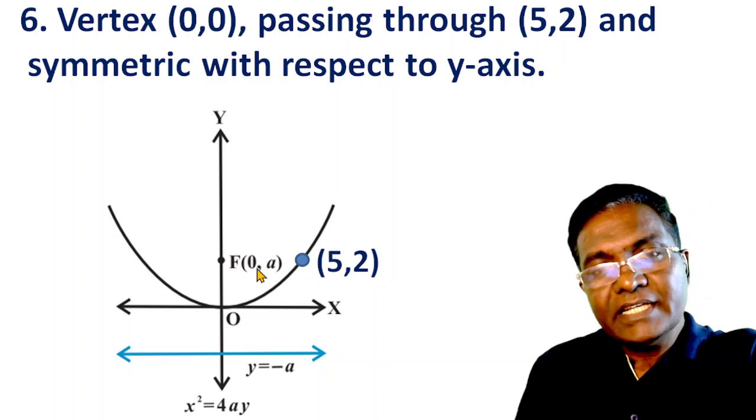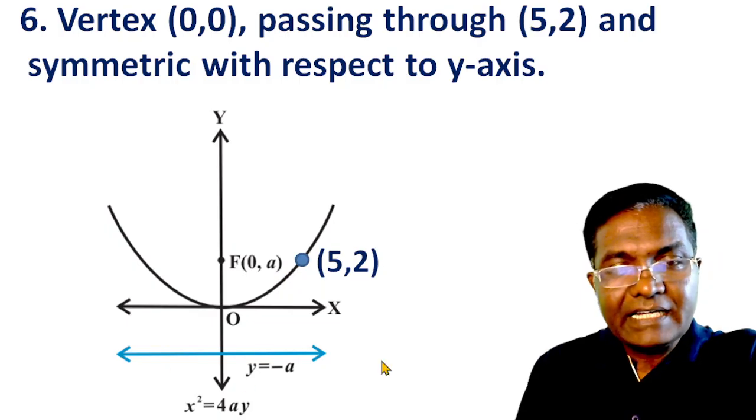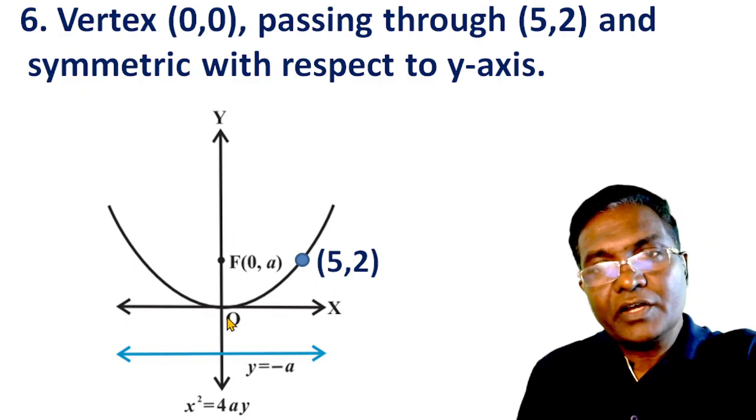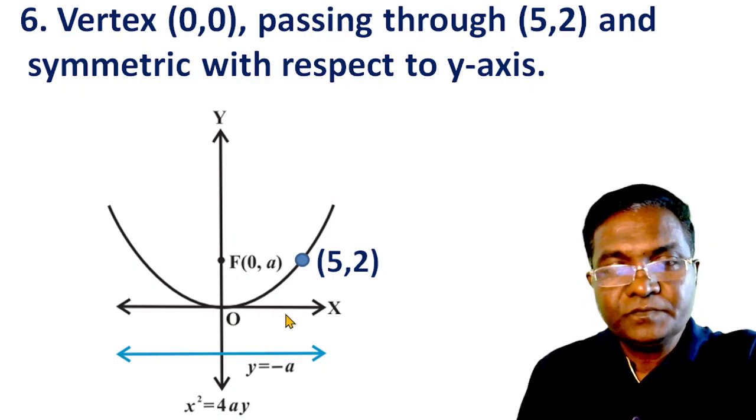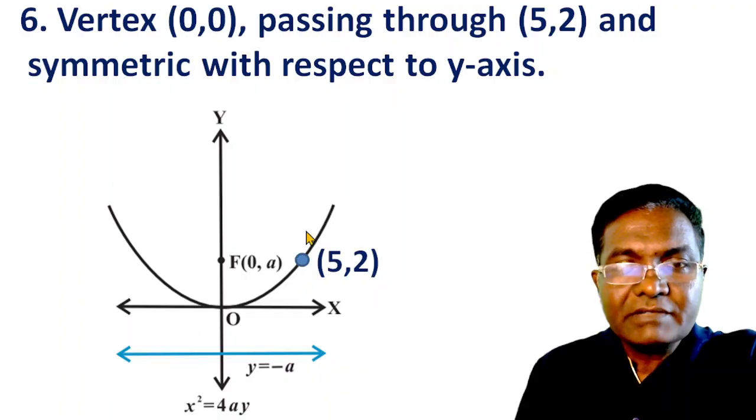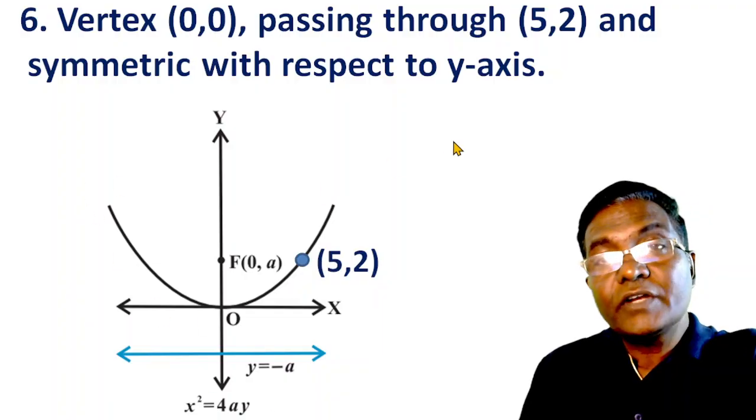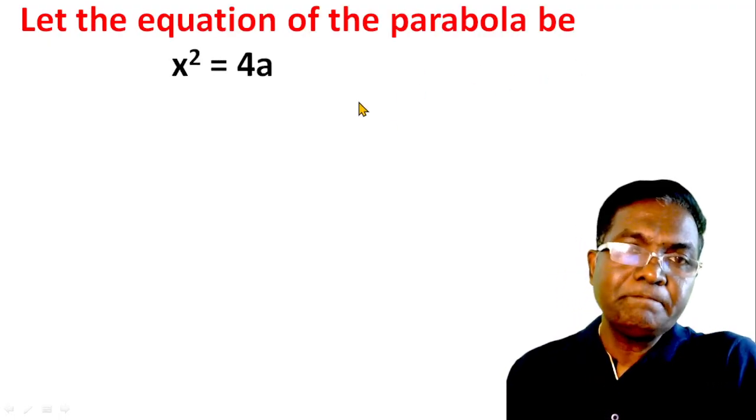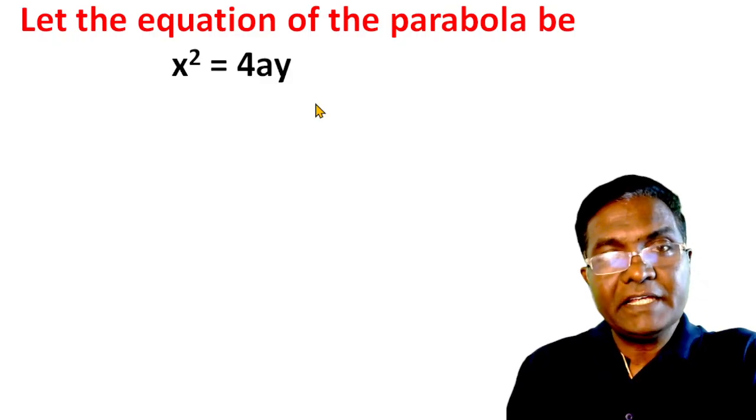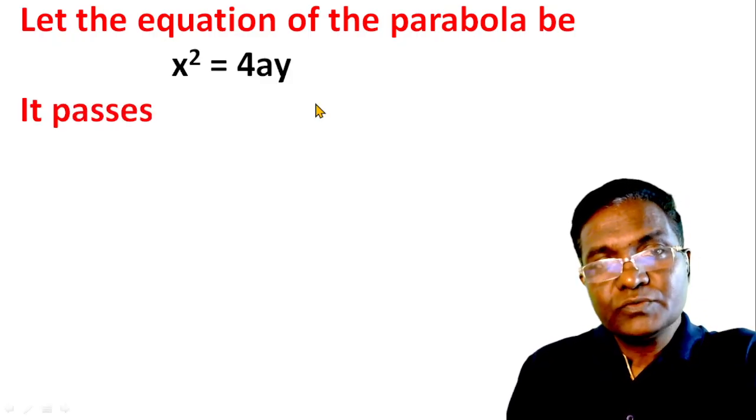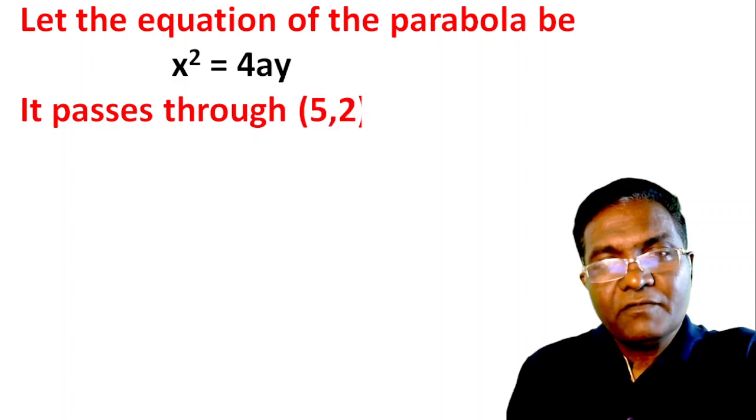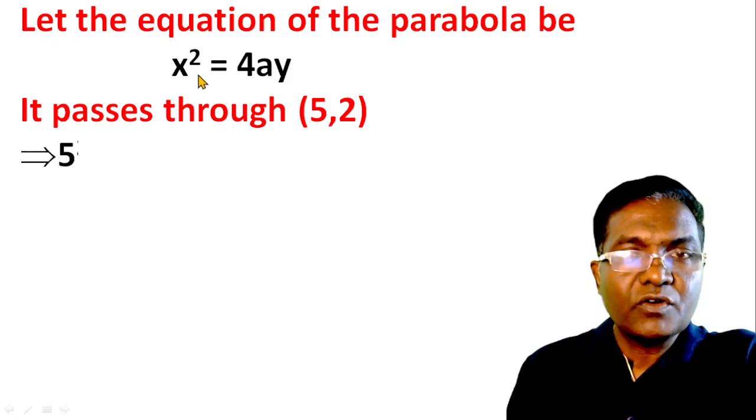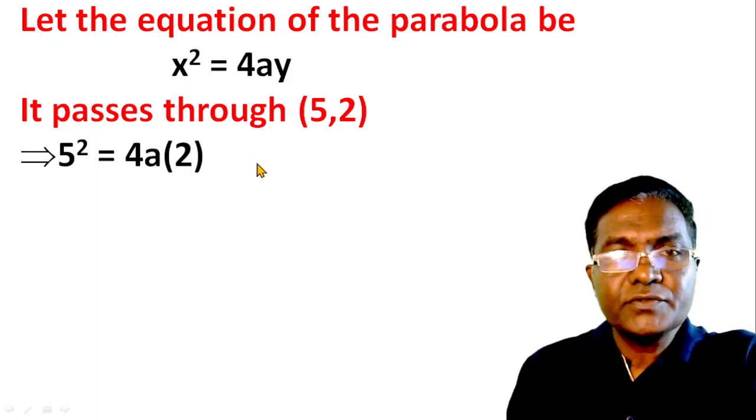So focus is 0, comma a and directrix is y equal to minus a. Vertex is at the origin. The curve is passing through 5, comma 2. So what will be the equation of this parabola? It is x square equal to 4ay. So let us assume that the equation of the parabola is x square equal to 4ay. It passes through the point 5, comma 2. So 5, comma 2 satisfies this equation. So 5 square equal to 4a into 2.